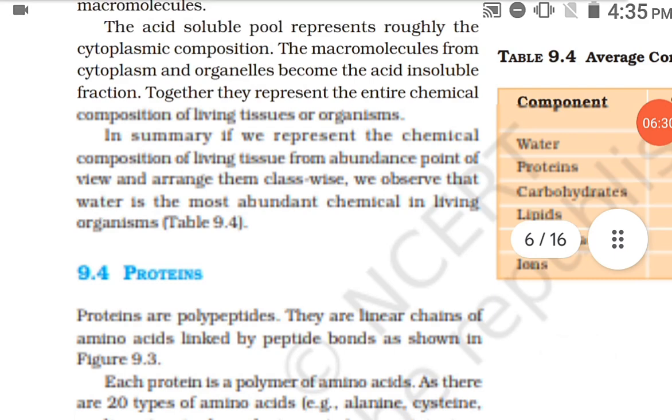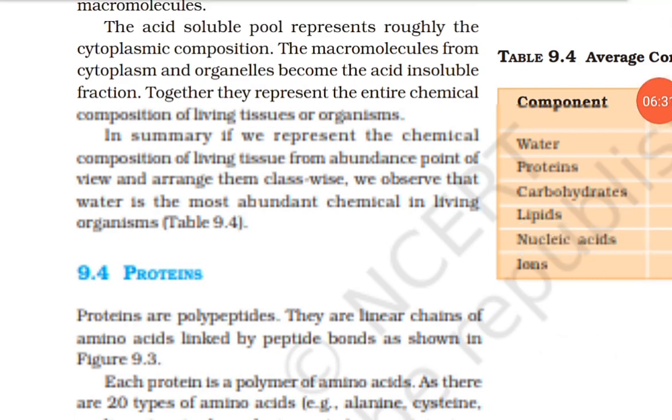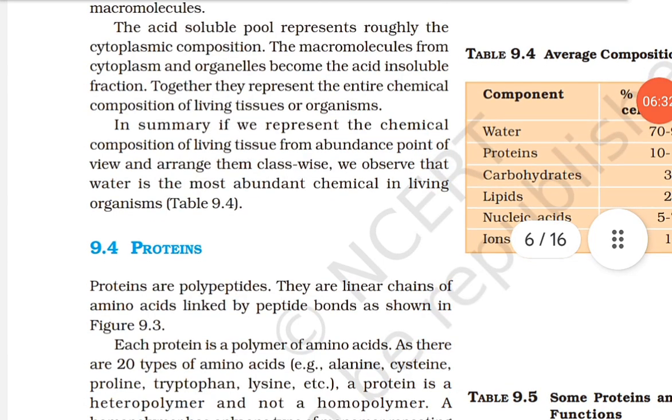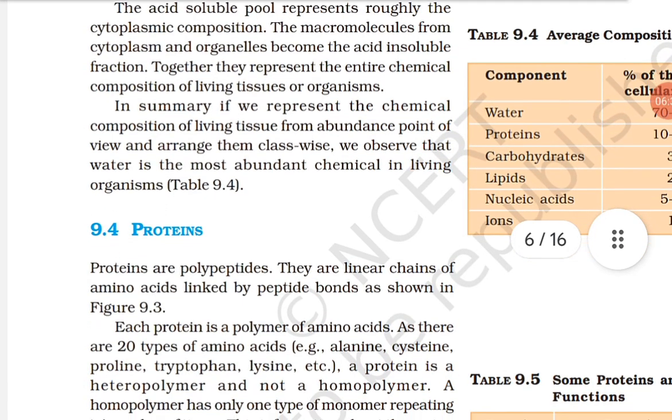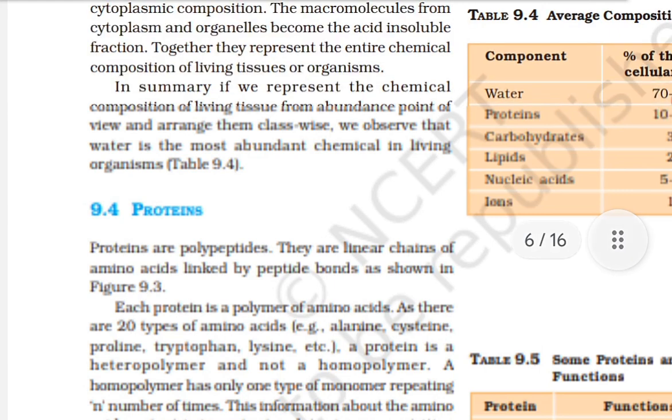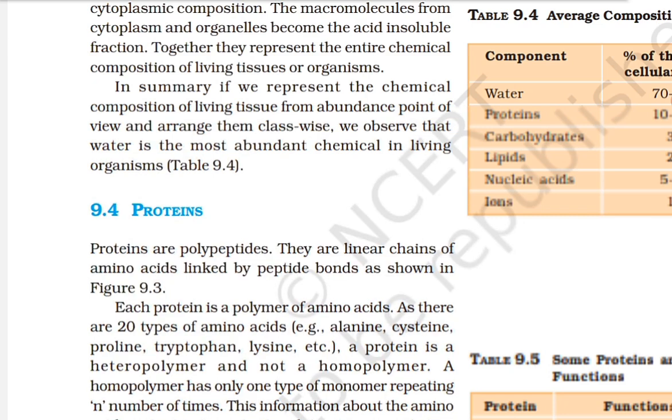As there are 20 types of amino acids, for example alanine, cysteine, proline, tryptophan, lysine, etc., a protein is a heteropolymer and not a homopolymer. A homopolymer has only one type of monomer repeating n number of times.